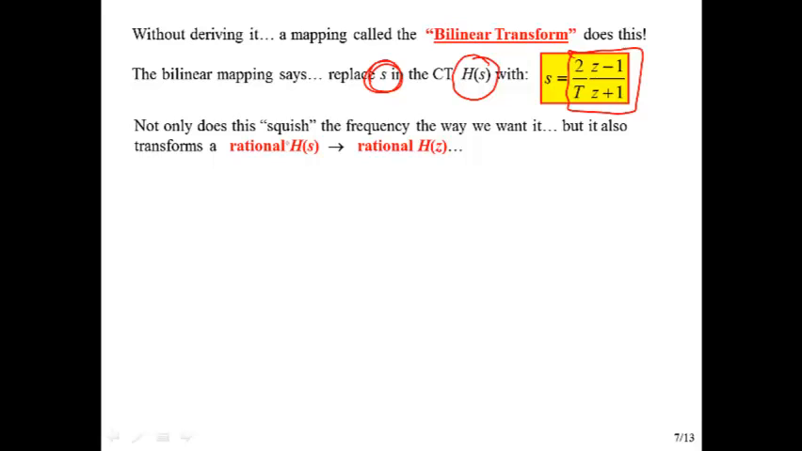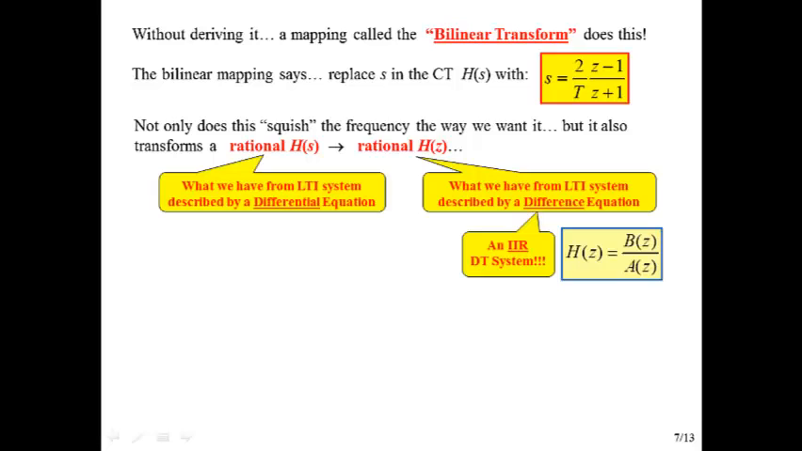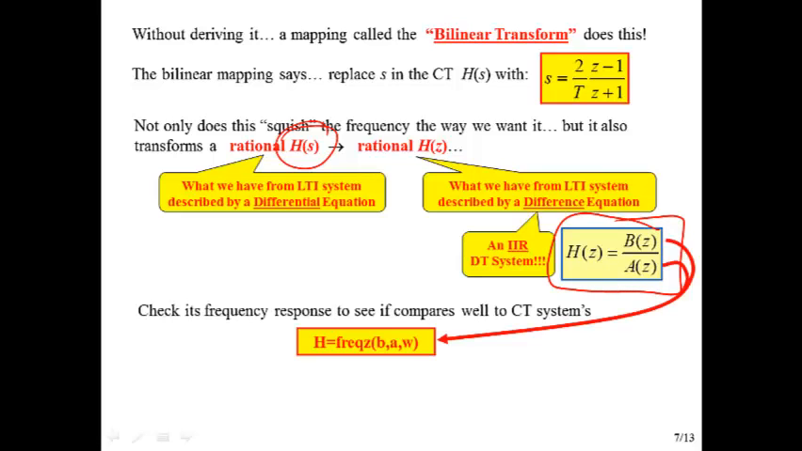And the nice thing about this is that not only does it do this squishing that I showed on the previous chart, but if we started with a rational H(s), which we would get from a differential equation that we've been looking at, it takes it into a rational H(z), which is what we need for the types of systems that we've been talking about in this class. So that's really nice. What it does is it takes a rational H(s) from a differential equation and converts it into an approximately equivalent IIR discrete time system. And that really is beautiful.